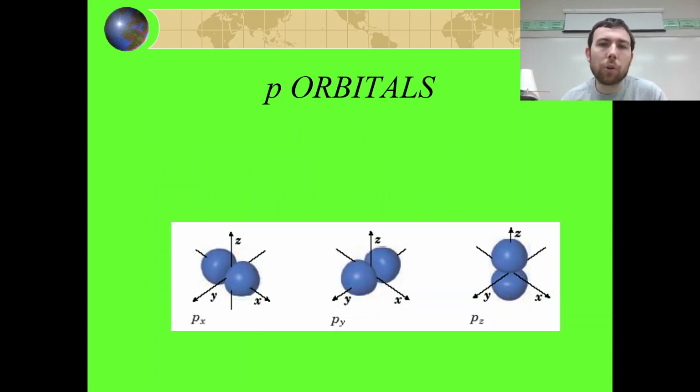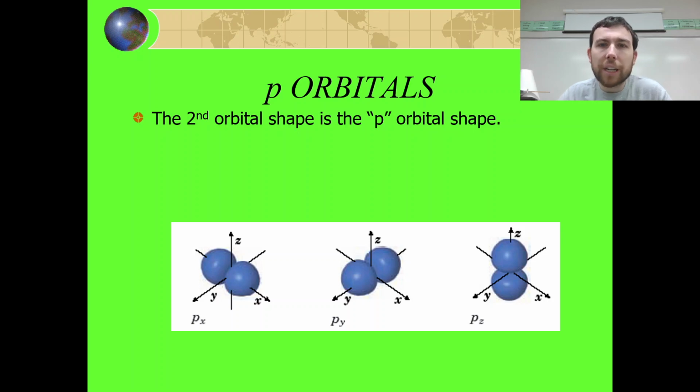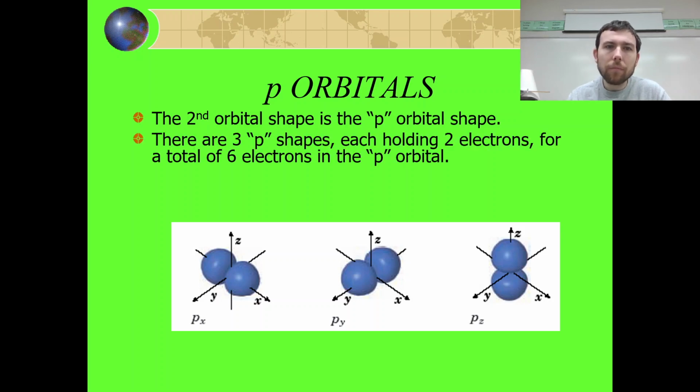Then we've got p orbitals, right? So remember, these are the ones that kind of look like a dumbbell. So the second orbital shape is the p orbital shape. And there are a total of 3 different p shapes, each holding 2 electrons. And so because there are 3 p shapes that each hold 2 electrons, that's a total of 6 electrons that could be found in the p orbitals, right? And I'm liking the diagrams here.